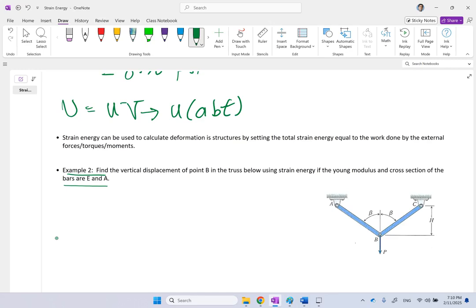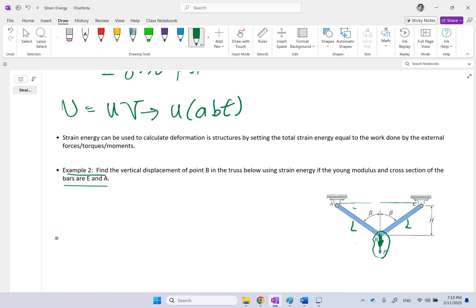So what is it? Here I have a truss, ABC, and AC you can consider like a fixed member, so that's the simplest 2D truss. Both of these members have length L, which is not given, but you can find it based on angle beta and height H that are given. Here I apply the force P downward, and I want to know how much this point B is going to go down as a result of this load.